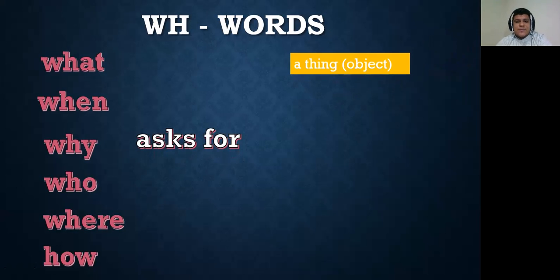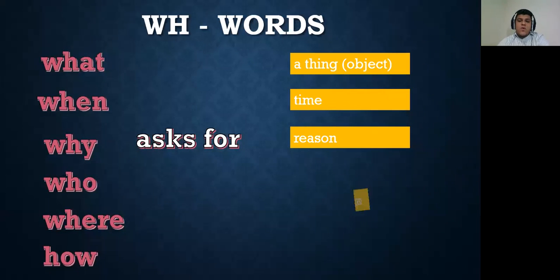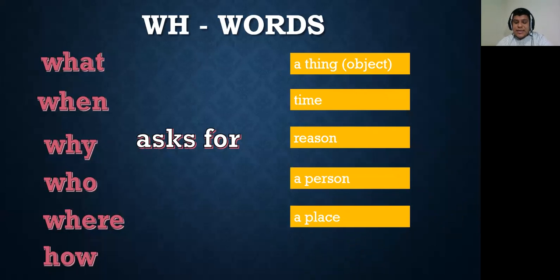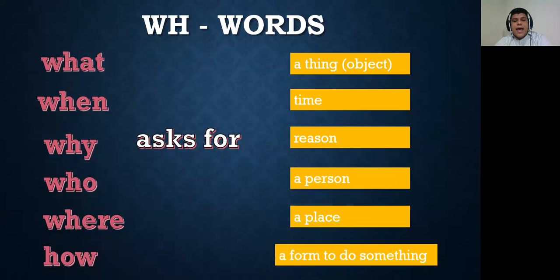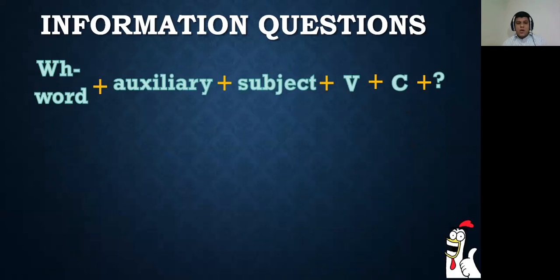When asks for time, why asks for reason, who asks for a person, where asks for a place, and finally, how asks for a form to do something, right? It is important to keep in mind this one because it's a combination of previous structures plus the one we're checking on today's class. As you can see, we go over the pattern that is necessary for this structure, and the pattern goes in this way.